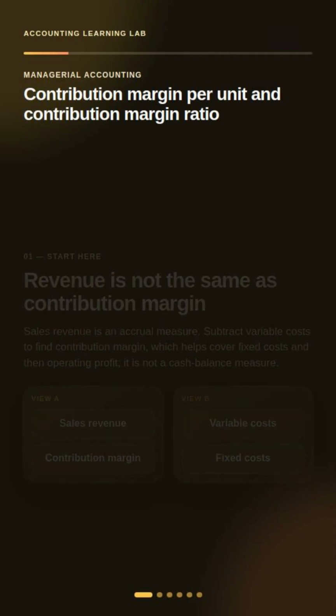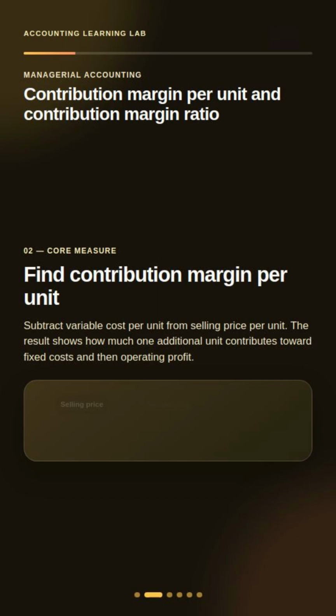It is available first to cover fixed costs and then to produce operating profit. It is not a cash balance because revenue and costs may be recognized at different times than cash receipts and payments. Contribution margin per unit equals selling price per unit minus variable cost per unit. It shows how much one additional unit contributes first toward fixed costs and then toward operating profit.